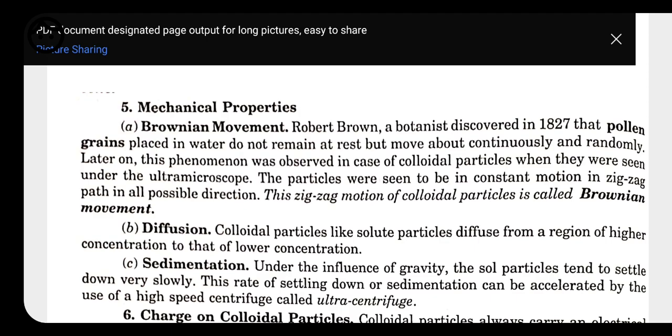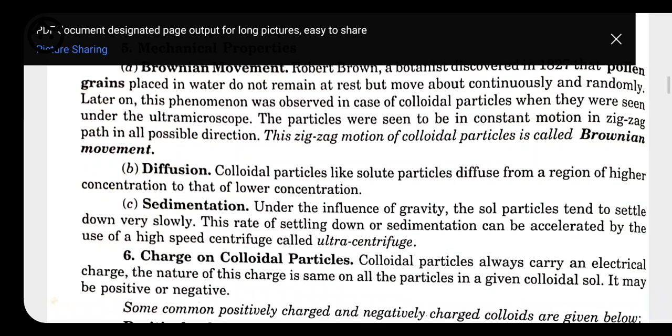Okay, next is sedimentation. Sedimentation is a property in which settling down of the bigger molecules or bigger particles takes place. Here once again, the size of the particle is not as big, because if the size of the particle were bigger, then it would go to the category of suspension, but here it is not as big.